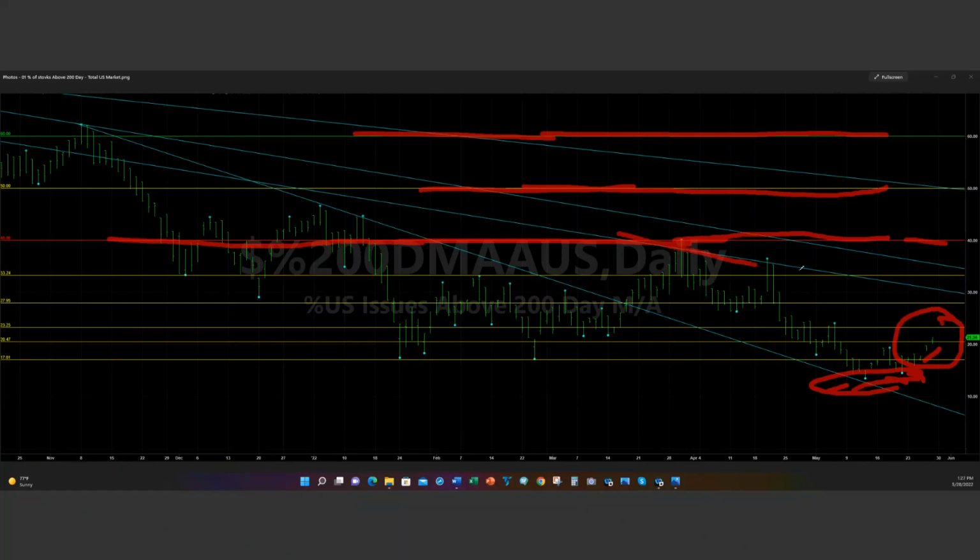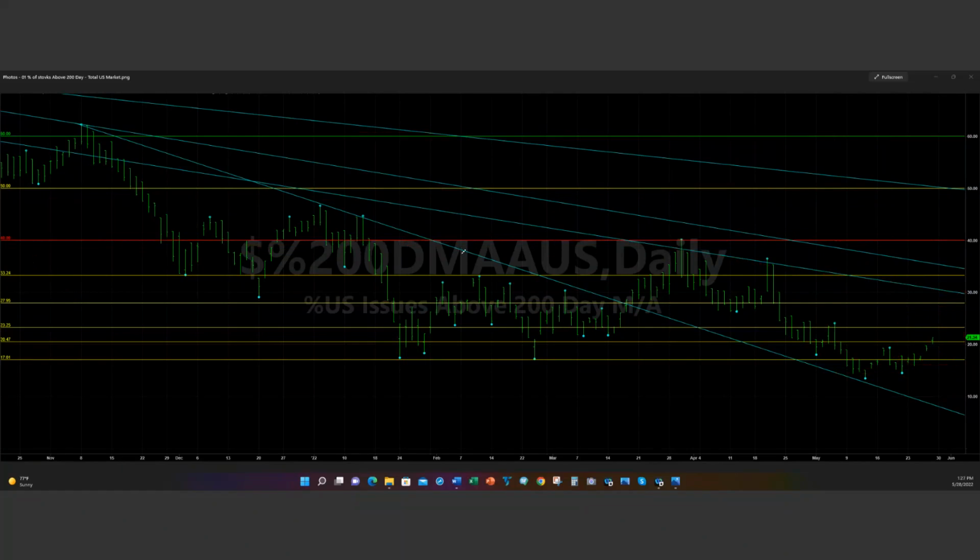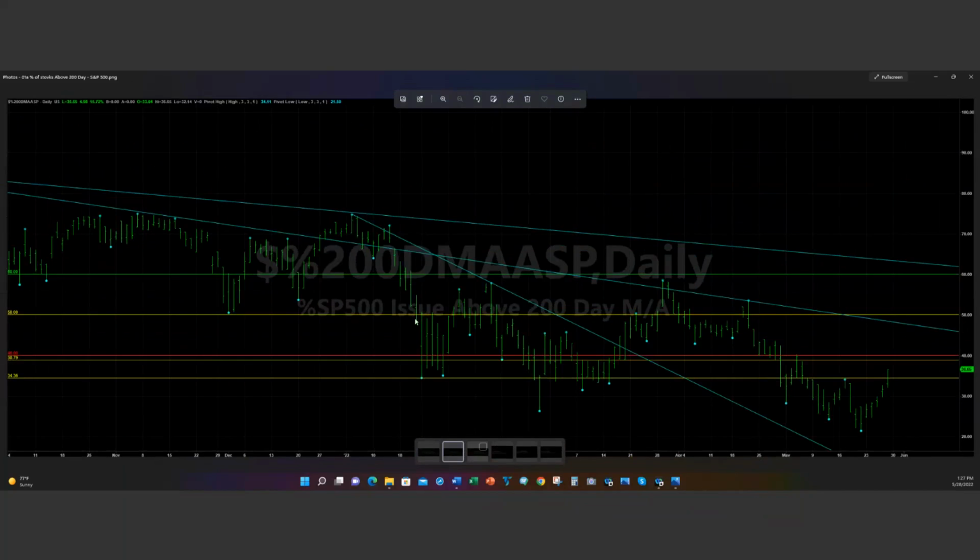We see an internal downward trending trend line right here, which has ended up right around the 30 level. If we start moving our way back up, breaking above some of this overhead resistance, and get back above 40, well, that would be great. So that's the total U.S. market.